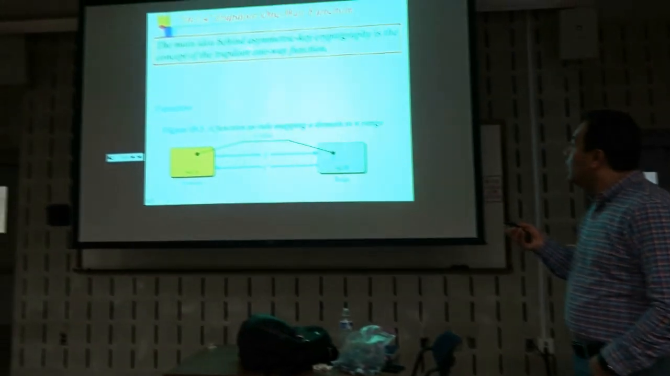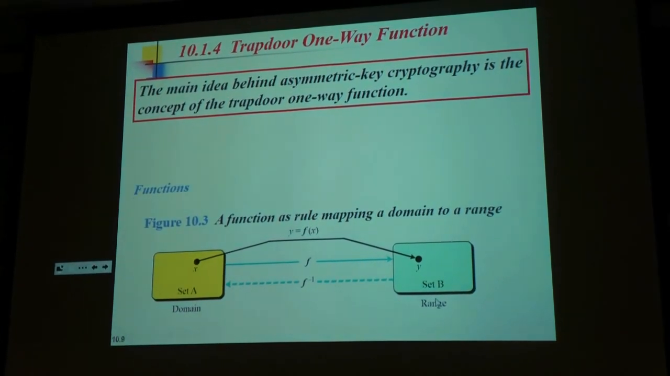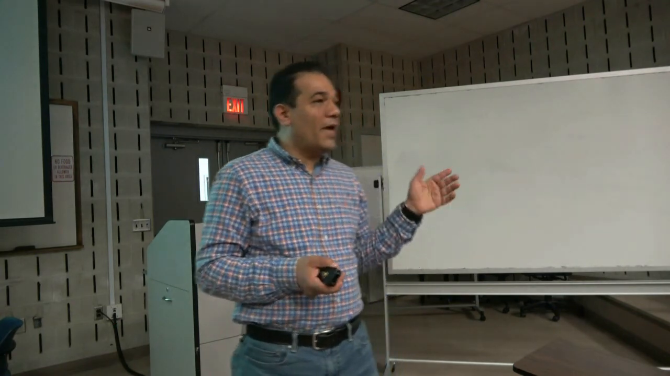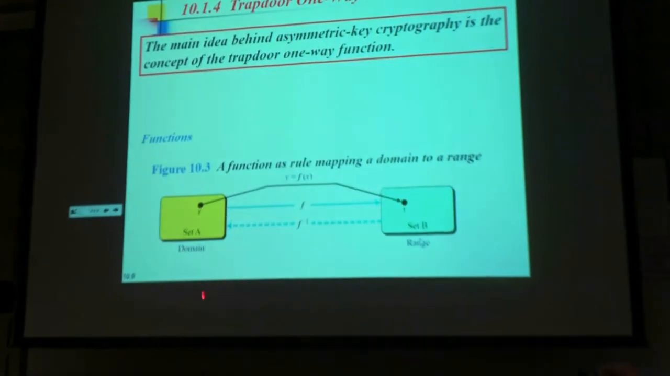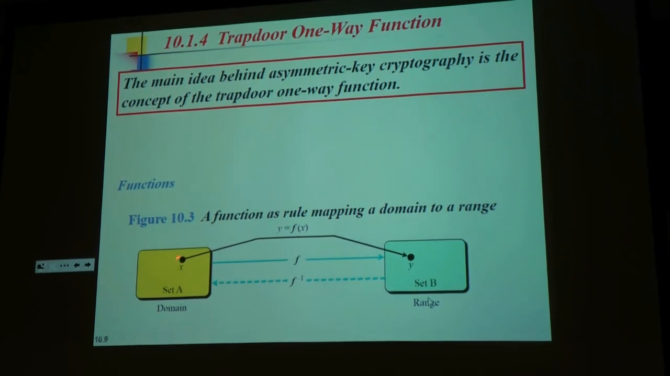So the main idea behind asymmetric key cryptography is the concept of the trapdoor one-way function. We are using a function. A function is a math function, which deals with digits. So what kind of function are we going to use? It is called a one-way function. What does that mean? You could go from x to y, but you cannot go from y to x. For example, a function has a rule mapping a domain to a range. So we have a domain and elements, and we have a range and elements. So we could go from x to y, where y equals a function of x.